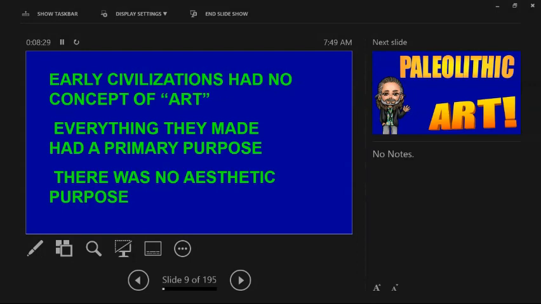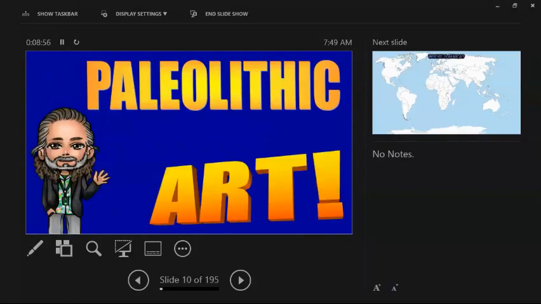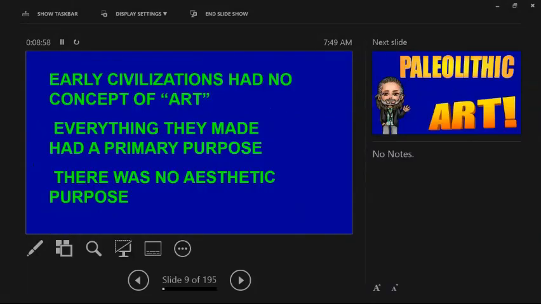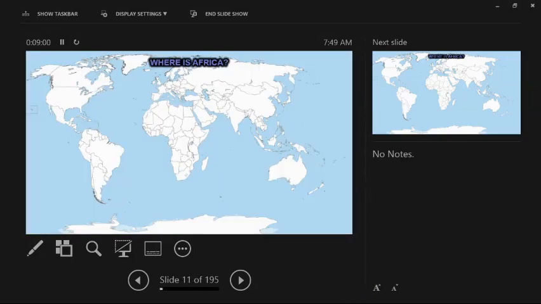Does everybody know what aesthetic means? Aesthetic is how something looks. So if I'm looking at a hot rod with a flame job on it and I say I like the aesthetics of that car, am I talking about how fast that car goes? I'm talking about how the car looks. All right, so are we good? Let's get into the art.